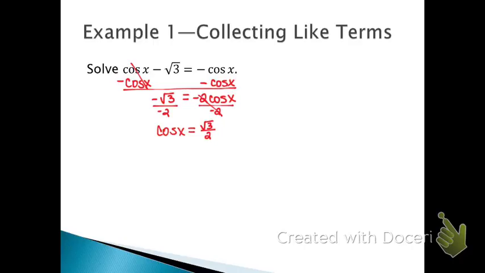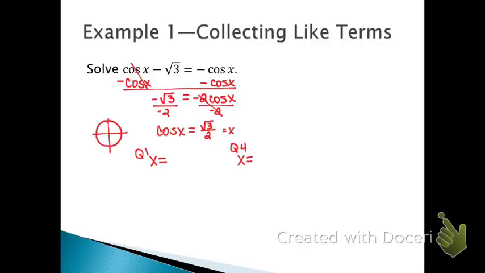Now, cosine is what? x or y? Oh, we got to think way back, don't we? Because we're thinking about our unit circle because it said exact values, right? So cosine is x. So get your unit circles and look. Where is your x value a positive square root of 3 over 2? In quadrant 1 and in quadrant 4.